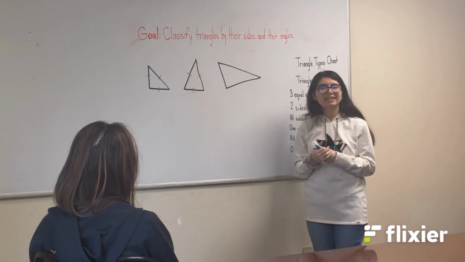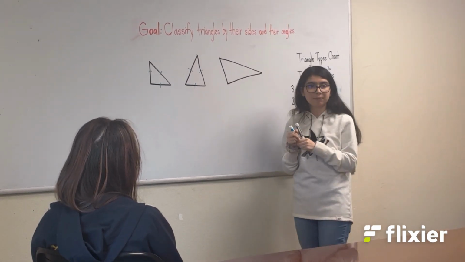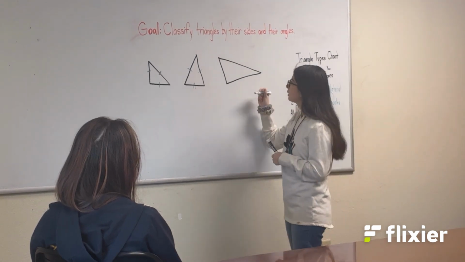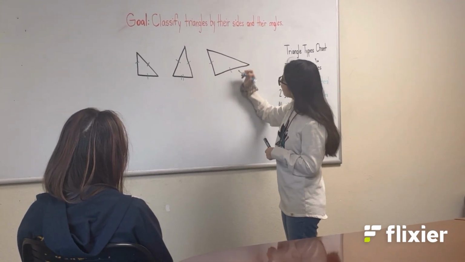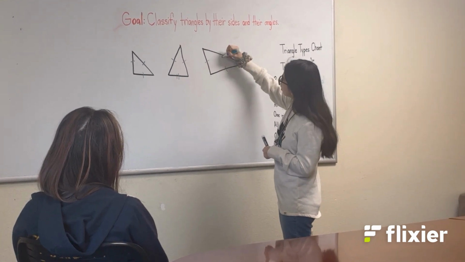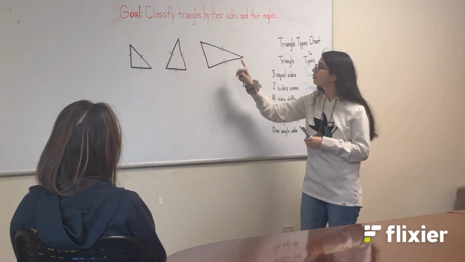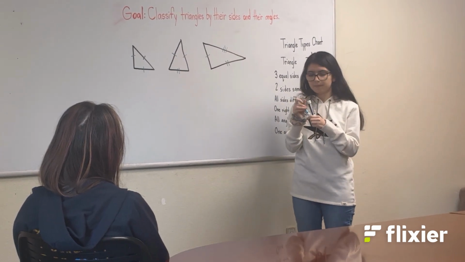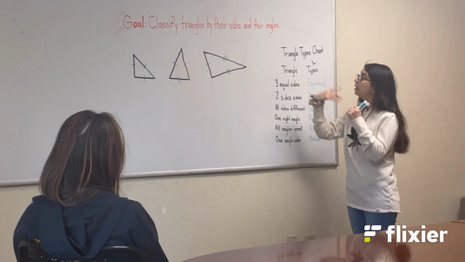Repeat that with me. The scalene triangle. Now, this one has three different sides that are three different lengths. As you can see, this one's pretty short, this one's quite long, and then this one is the longest side right here. This shows that each of these sides is a different length. So that is classifying triangles by their sides.